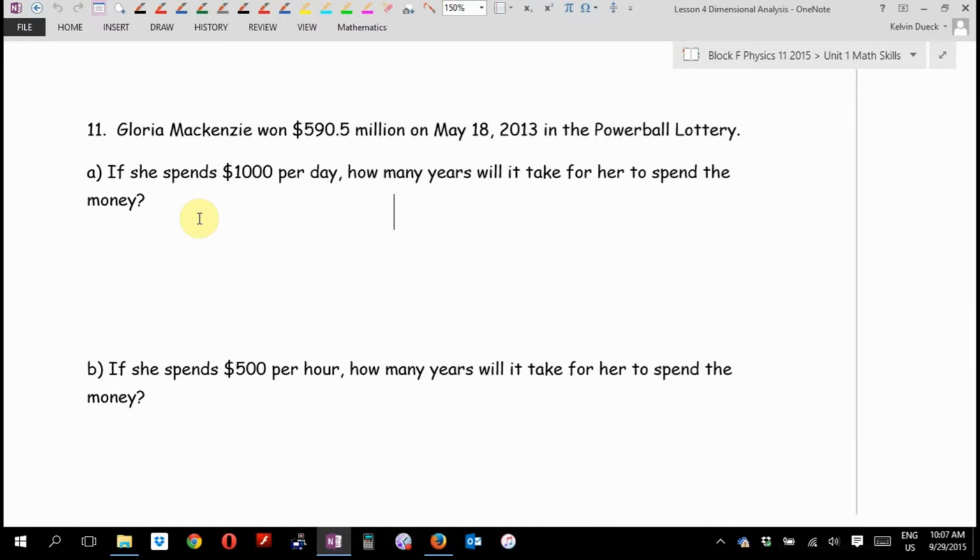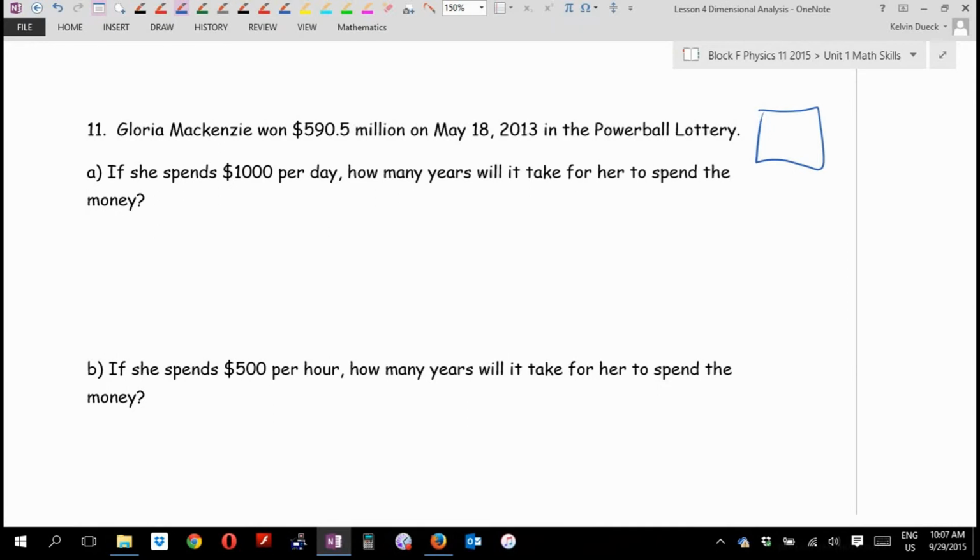More specific, how fast would you spend the money? Let's start with $1,000 per day. Now, here's what I want you to do. Somewhere off in the margin, no one else is going to see this, write down how many years you think it would take her if she spent $1,000 per day. Make a guess. How long would it take to spend $590.5 million, if you spent $1,000 a day? Make a rough guess. So put a guess right there somewhere. Just for giggles to see how good your gut instinct is, not for any particular right or wrong.